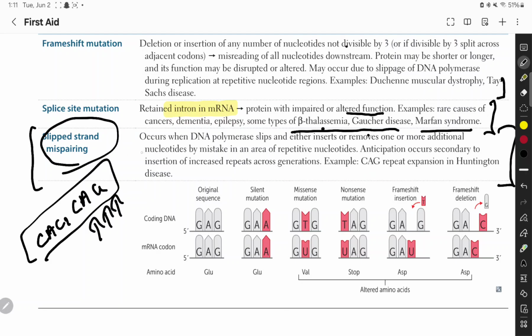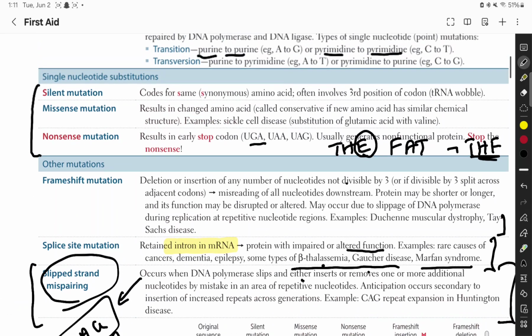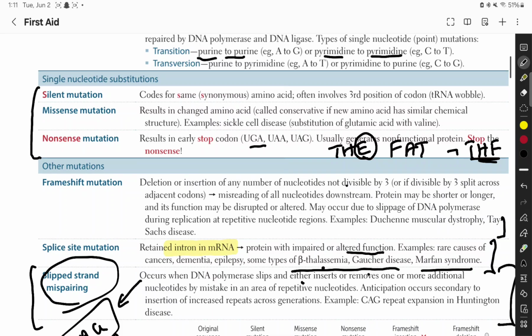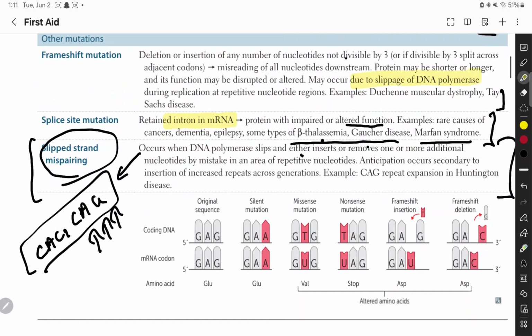So, this is happening when the DNA polymerase slips and inserts or removes one or more additional nucleotides by mistake in an area of repetitive nucleotides. So, DNA polymerase was also slipping over here in the frame shift mutation. But what it is doing is that it is doing it in the area of repetitive nucleotides.